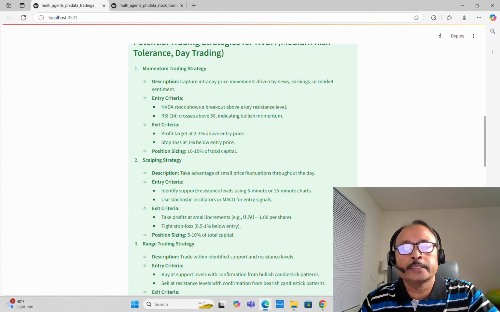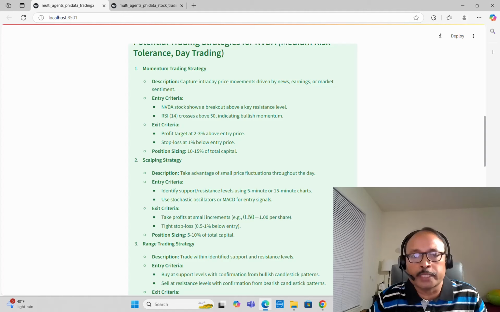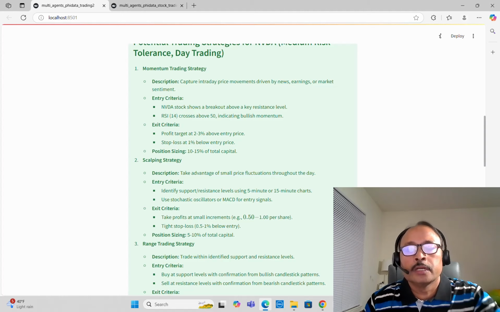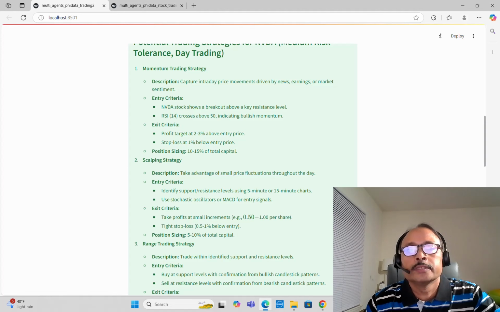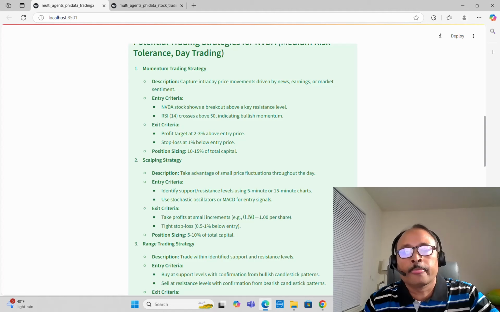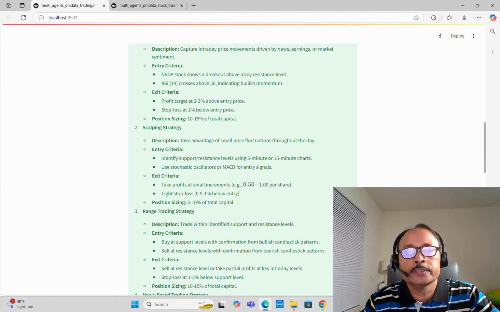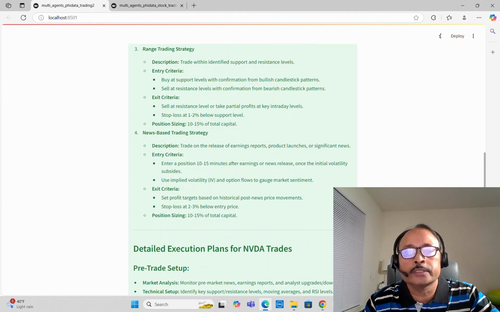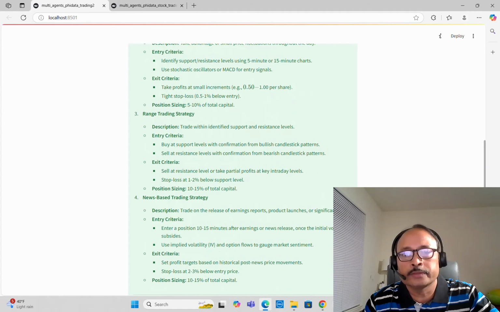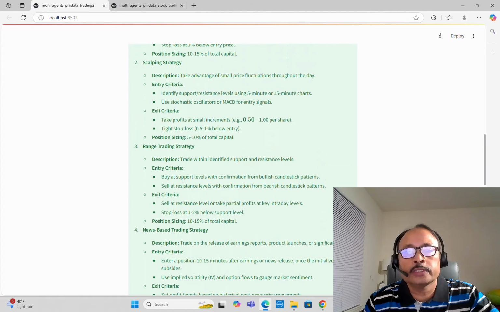Then entry criteria, exit criteria. Entry criteria is when you should buy the stock, and exit criteria is in what situation you should sell the stock. So description, entry criteria, exit criteria, then position sizing. All are given for all these four strategies: momentum trading, scalping, range trading, and news-based trading strategies. We'll go through all these terms quickly.